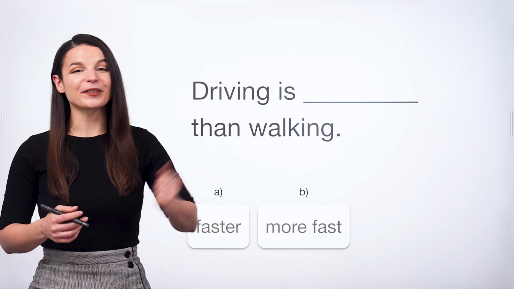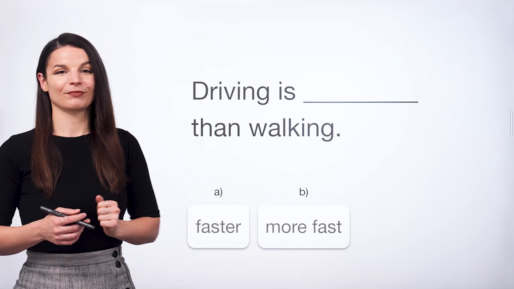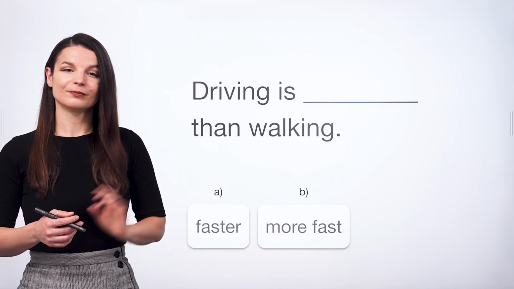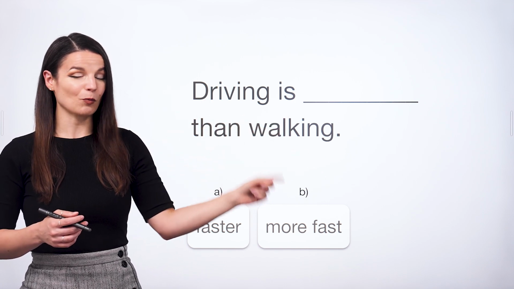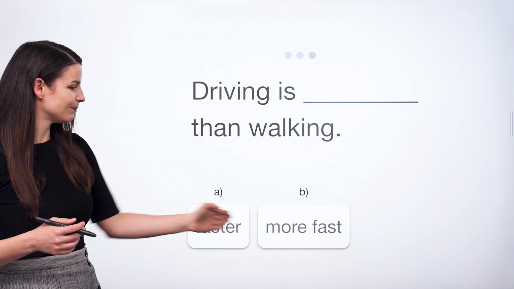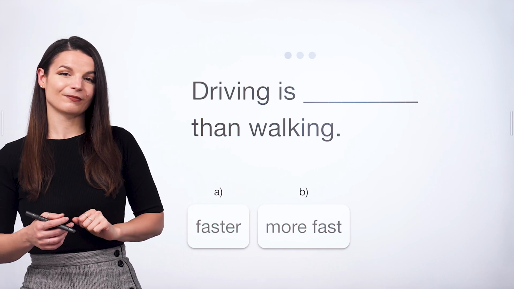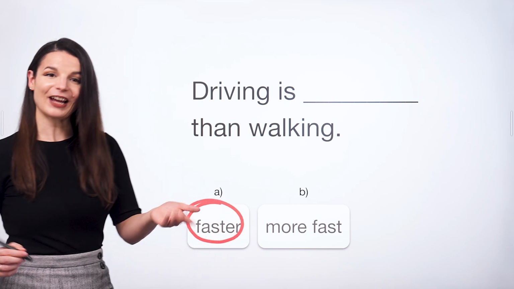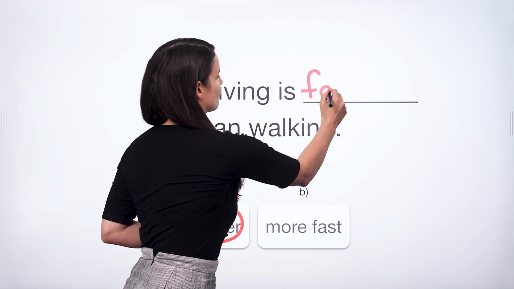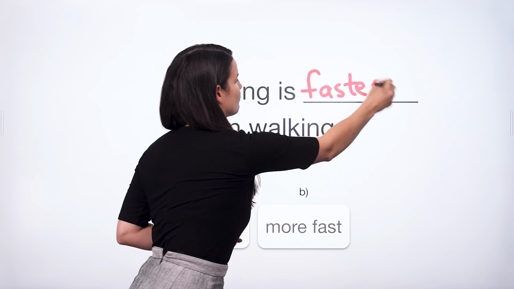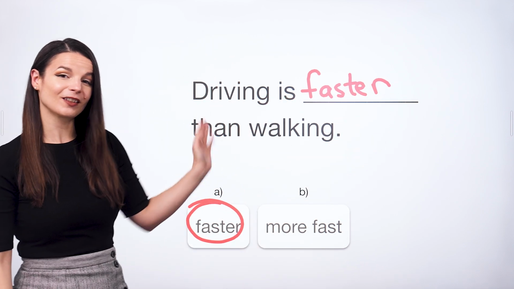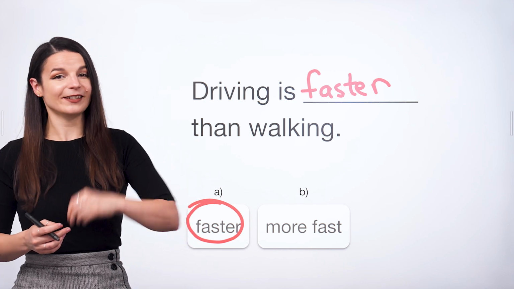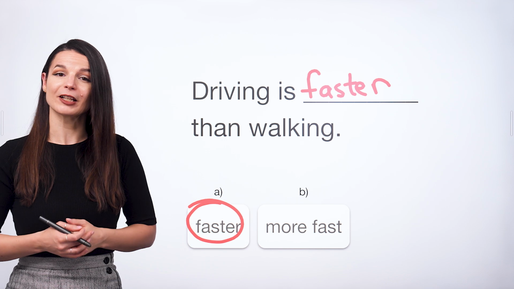Choose the best answer to complete the sentence. Ready? Driving is than walking. Faster. Driving is faster than walking. Fast is a one-syllable adjective, so we make the comparative form with er.